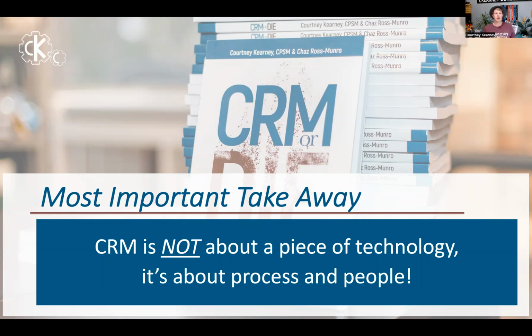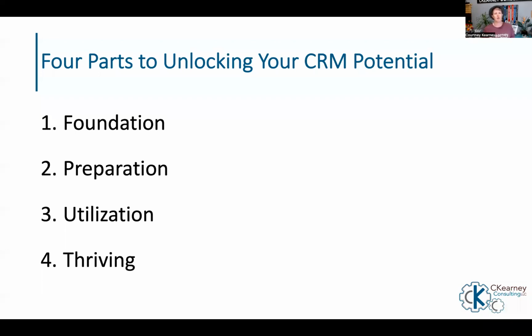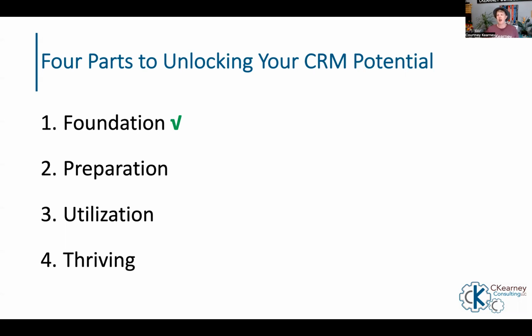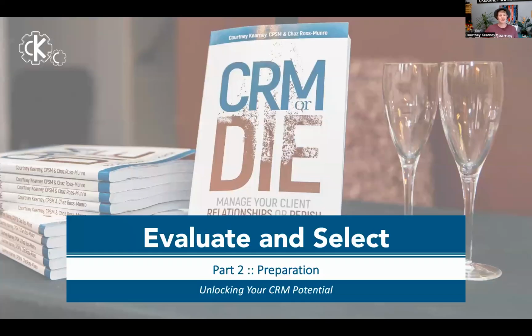Now, looking at the book in its entirety, there are 4 parts that we broke down your CRM potential into: the foundation, the preparation, utilization, and thriving. We're going through the entire book content in 2022. We've already hit on the foundation. So if you missed the first several webinars this year, we've got them all out on our YouTube channel for you. First, we were focusing on people and process, then data-driven decision-making, the benefits of CRM, and then we moved into the preparation piece. And that is looking at the internal process. How do you get your business processes in place? And today we're going to be talking about evaluation and selection.